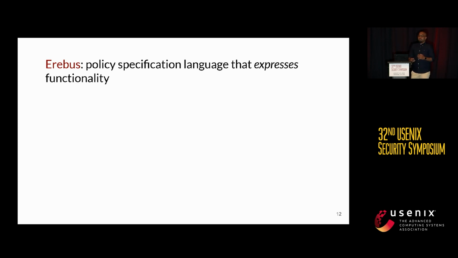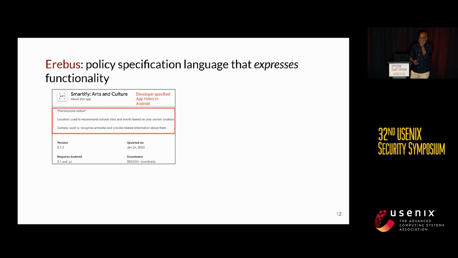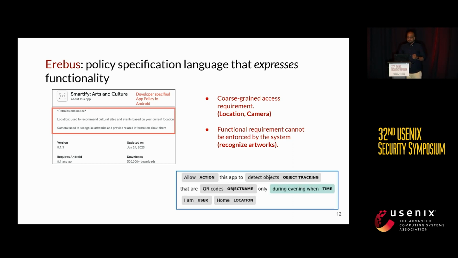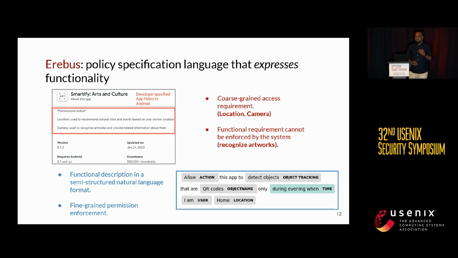Further, we also designed a policy specification language that allows developers to express the exact functional requirement of their application. Consider the example from earlier. Here, the developer specified that their functional requirement is to recognize artworks, but because of the limitations of current systems, they request access to the camera. With Erebus, we provide developers with a framework where the functional description can be conveyed to the system in the form of a semi-structured natural language format. And the system converts this policy into enforcement that it can enforce at the system level at runtime.